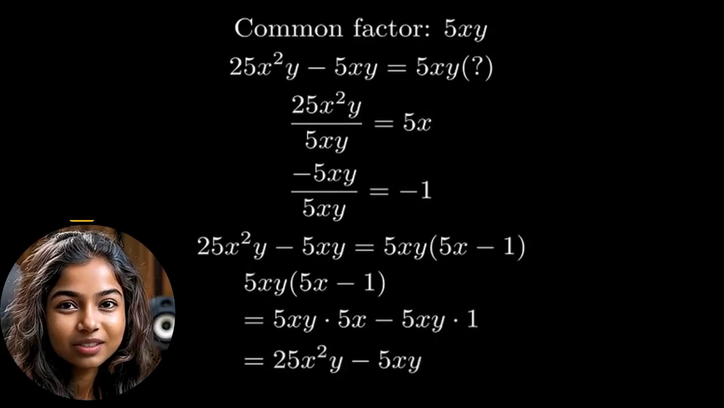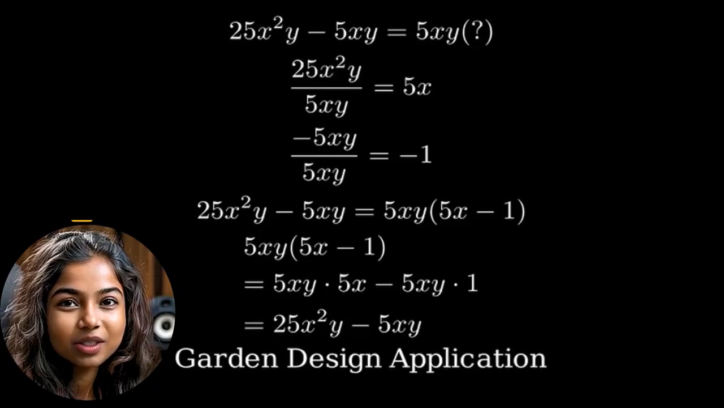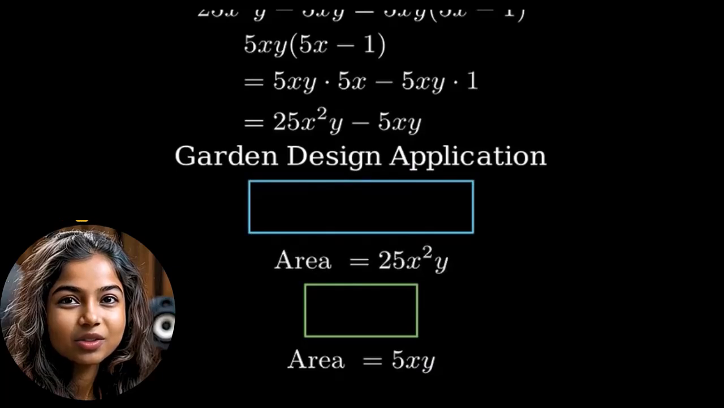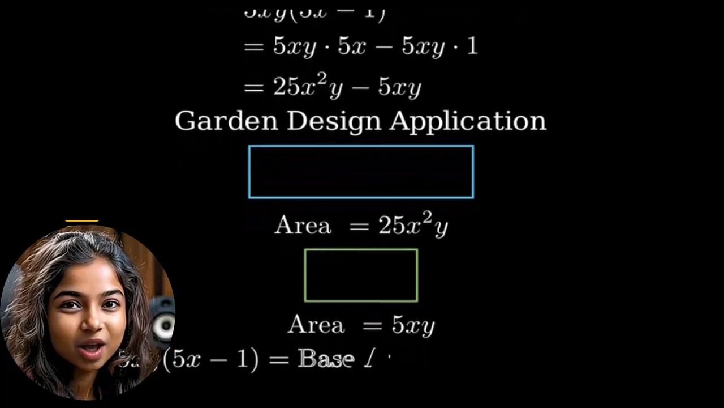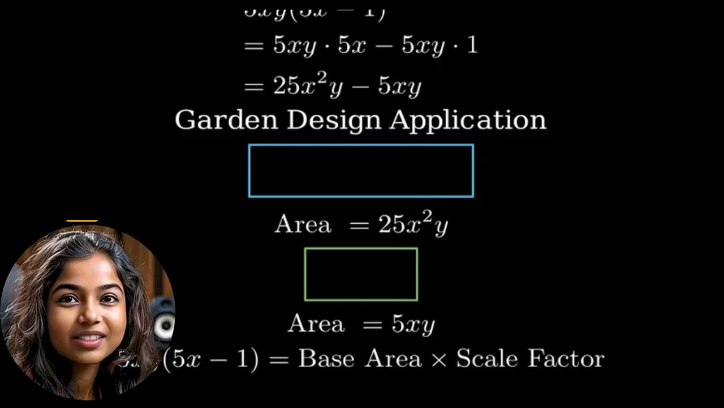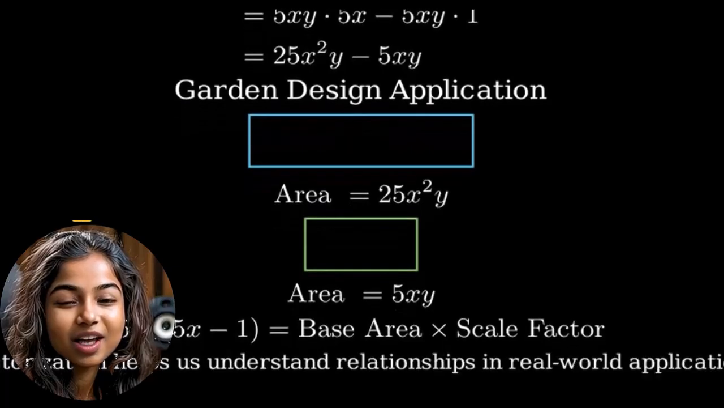Let's see a real-world application of this type of factorization. Imagine you're designing a rectangular garden where the length is 5x meters and the width is y meters. The expression 25x squared y minus 5xy can represent the difference between two garden areas, one that's 5 times larger in length and the original garden. When we factor this expression as 5xy times 5x minus 1, we can interpret it as 5xy representing the base area of the original garden, multiplied by the factor that shows how many additional base areas we're adding or subtracting. This factorization helps us understand how the difference between these two garden areas relates to the original garden's dimensions.